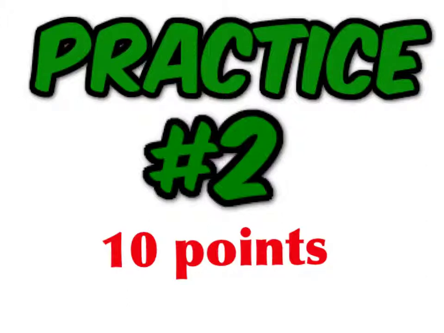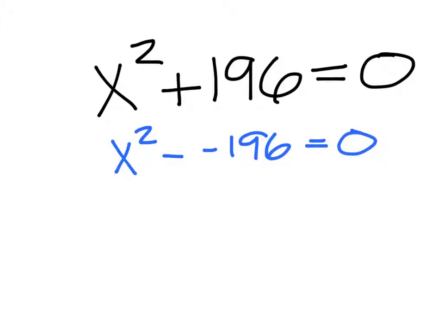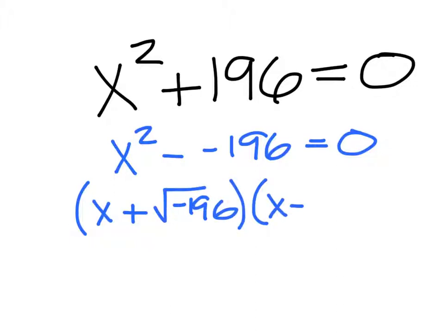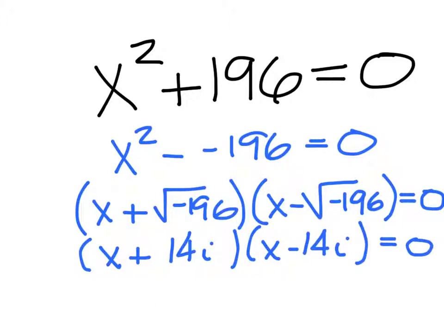Well, we rewrite it to x squared minus a negative 196 equals 0. So break it up as x plus the square root of negative 196, x minus the square root of negative 196. And then we're going to have x plus 14i, x minus 14i. So the final answer is plus or minus 14i.